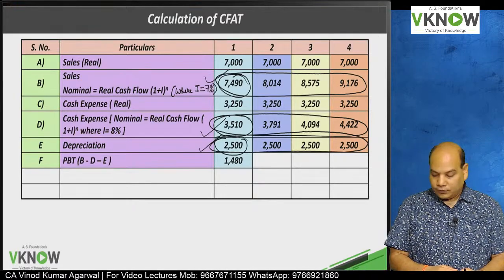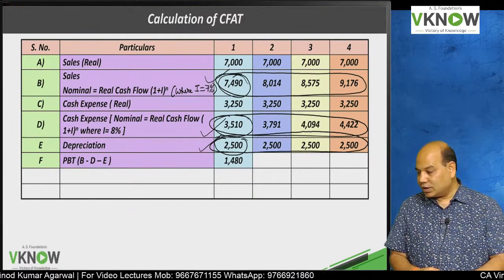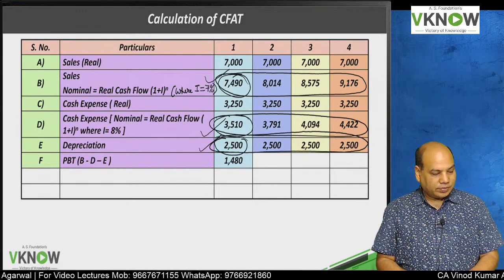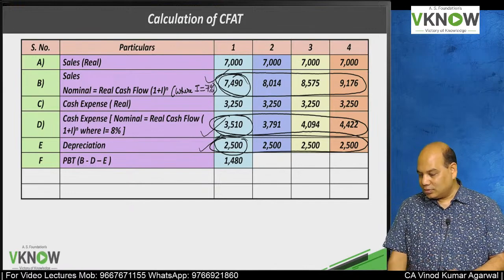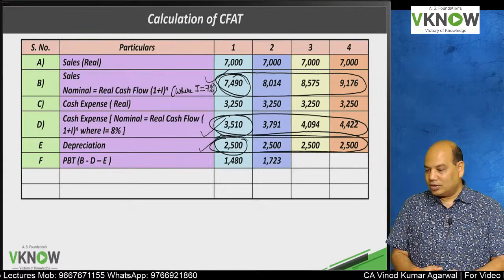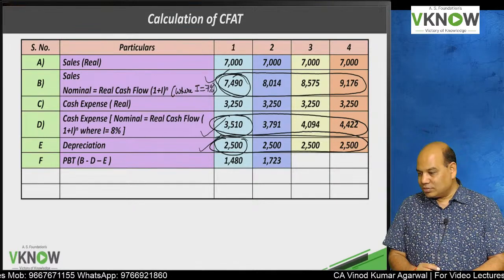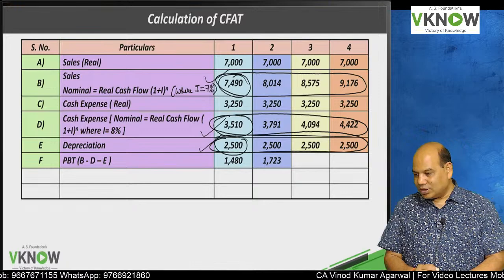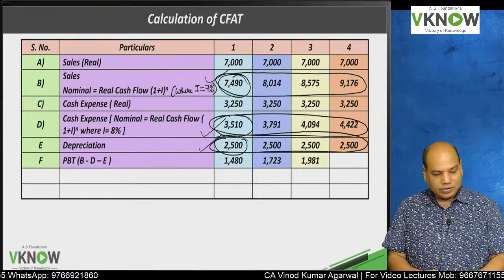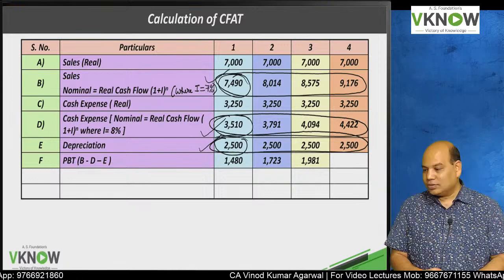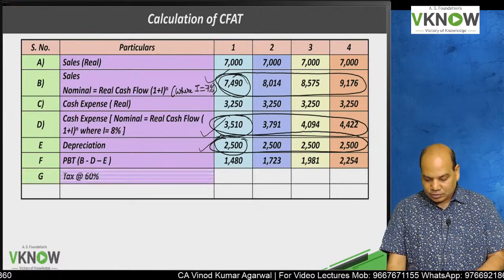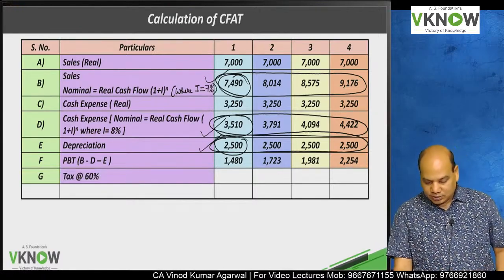First column is 1480. Can you reply second column, please? This computer will not move unless you reply. 1723. It is programmed like this. Once you reply, then it takes the number. Third year 1981. Yes, next. Fourth year 2254. Very good. Now compute tax at the rate 60%.